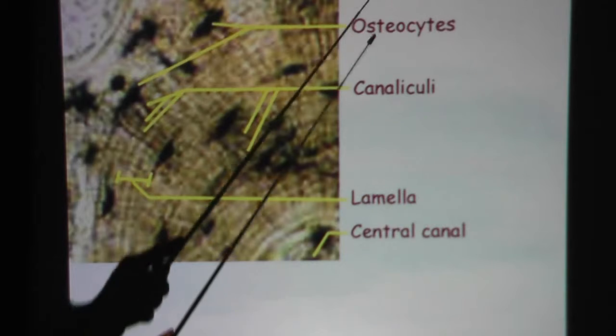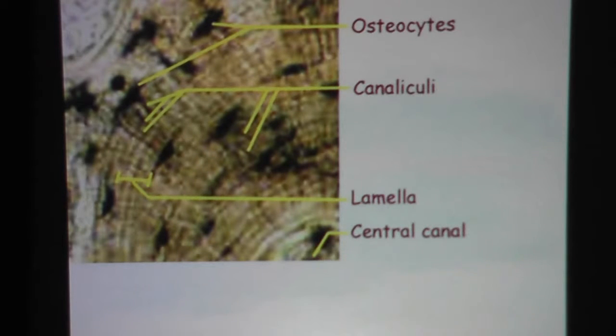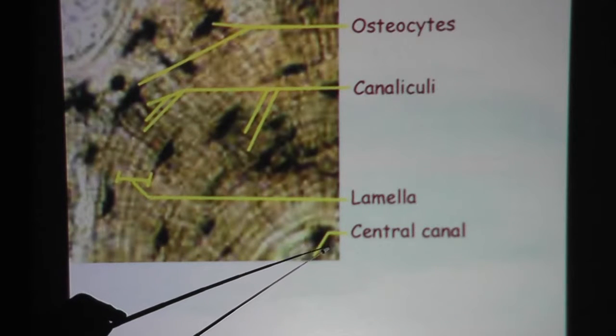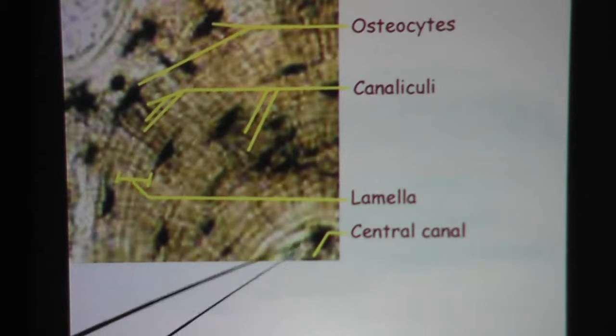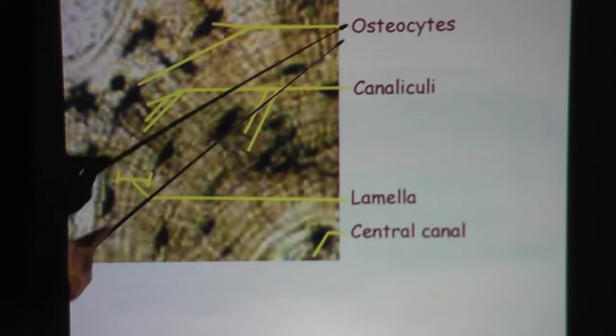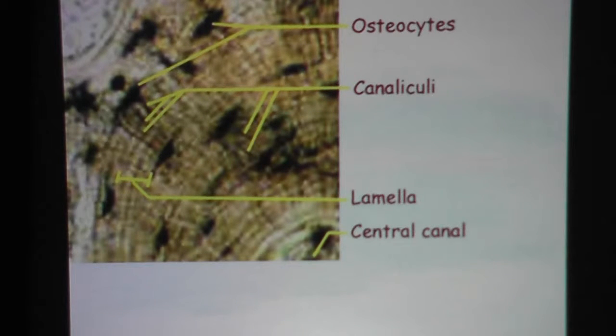Here's a quarter of an osteon. Okay, you can imagine this going completely around. The central canal is in the middle. These are rings. This is a lamella, another lamella, another lamella, another lamella. Those are the rings around the central canal. Now here in the lamella, you see the lacuna, where we're going to find the osteocytes.